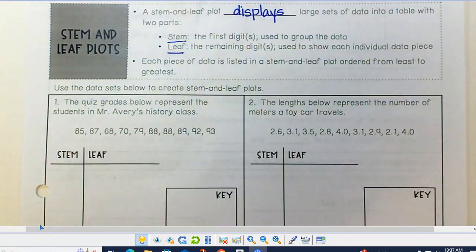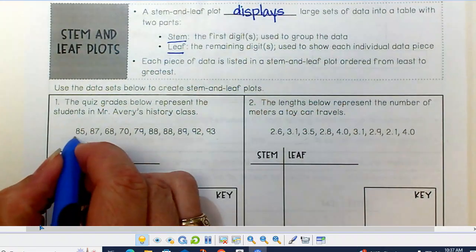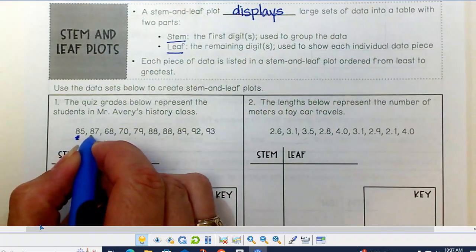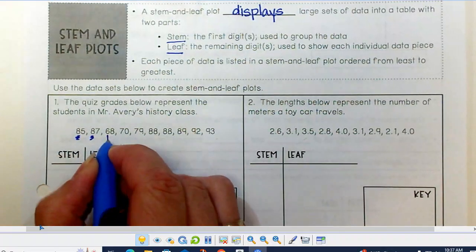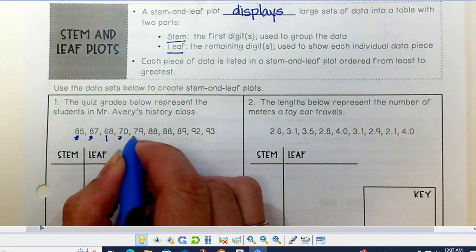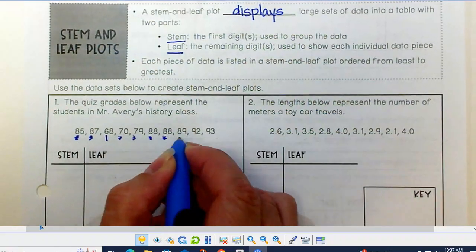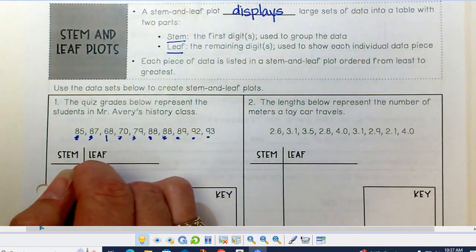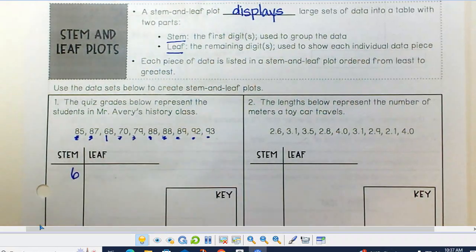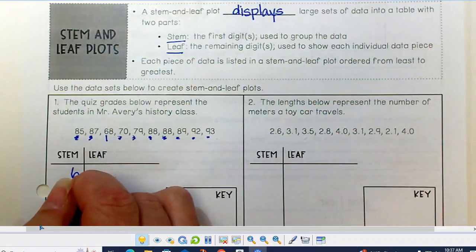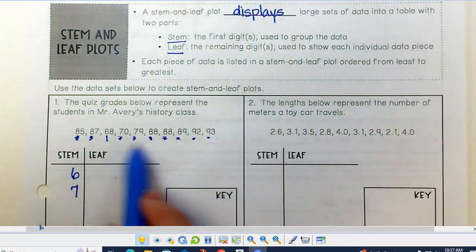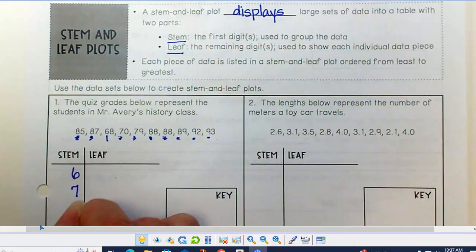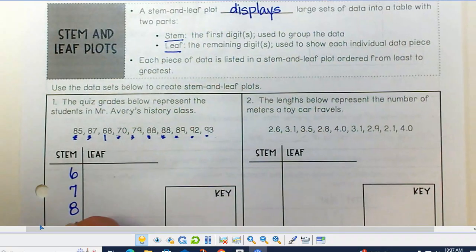All right, the first thing that I'm going to do is take a really careful look at my data set so that I can figure out what stems I need. I have things that begin with an 8. Oh, I have one that begins with a 6, 7, 7, 8, 8, 8, 9, 9. Okay, so I need a stem of 6. I need a stem of 7. I need a stem of 8. And I need a stem of 9.